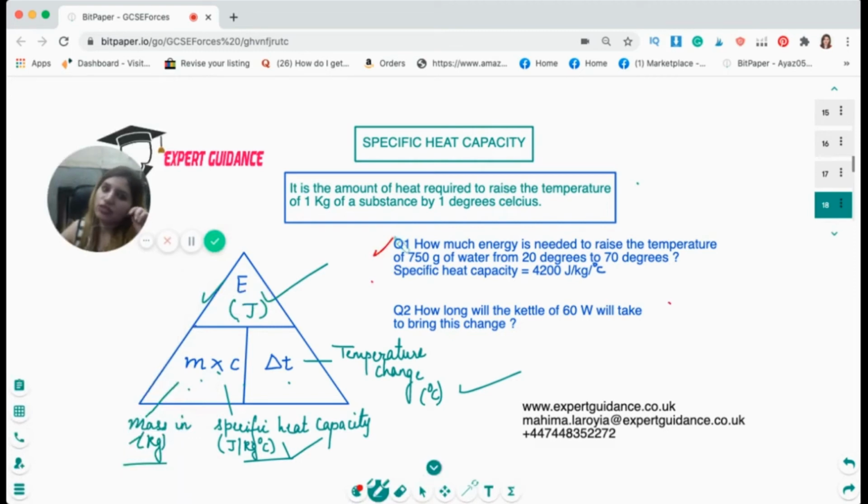How much energy is needed to raise the temperature of 750 grams of water from 20 degrees to 70 degrees? And specific heat capacity is given to you. How long will it take a 60 watt kettle to bring this change?